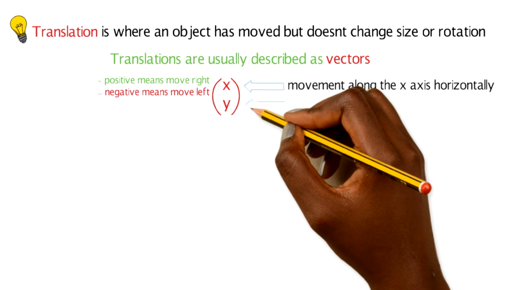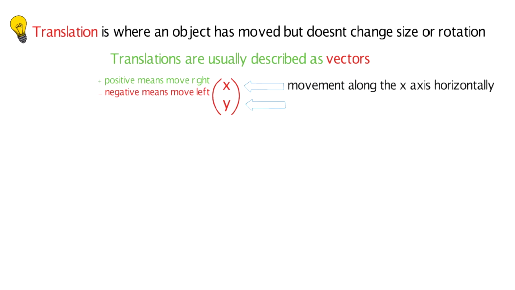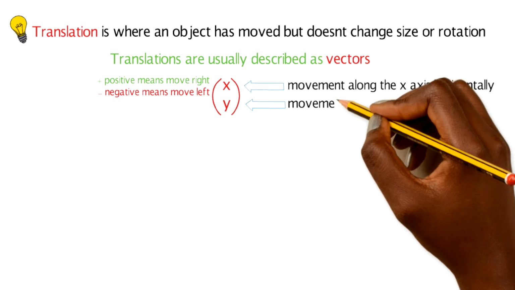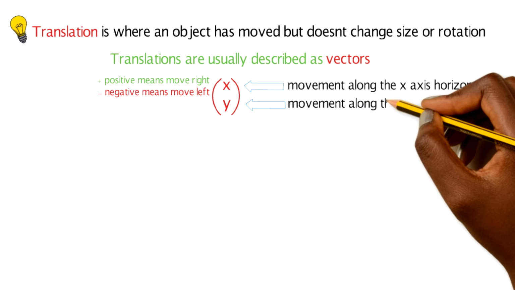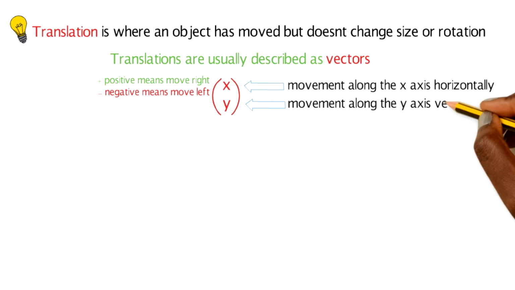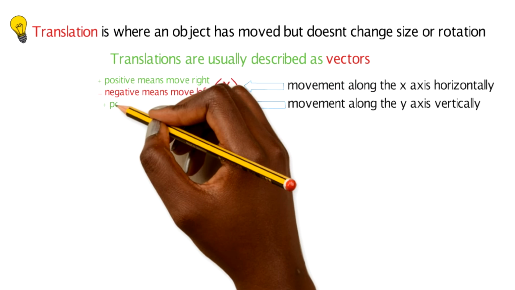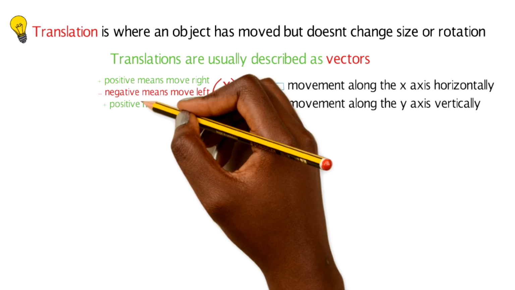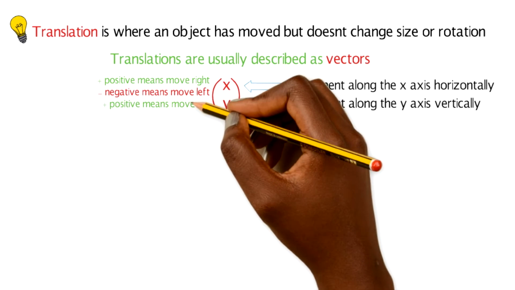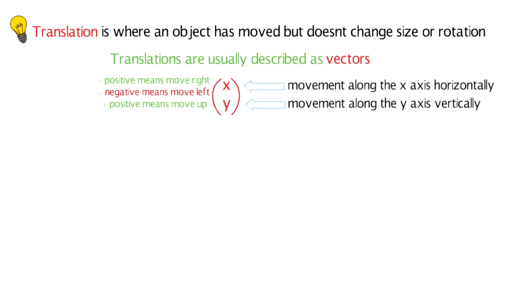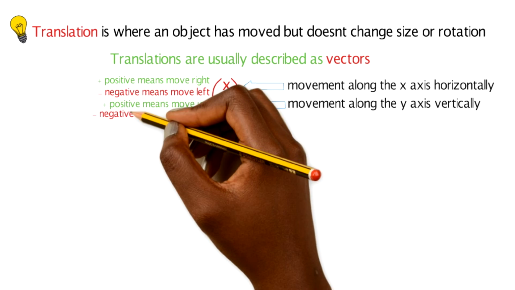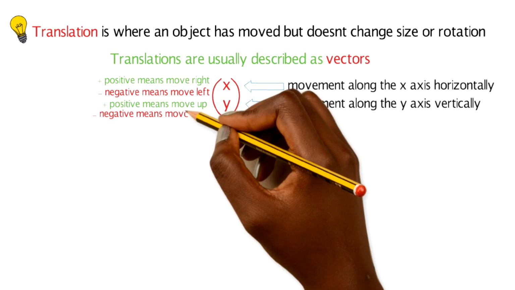Whereas your y is pretty much going to show movement of the object along the y-axis. And remember, the y-axis is vertical, so this makes sense. And so positive movement is going to represent the object moving up, and negative movement is going to represent the object moving down.